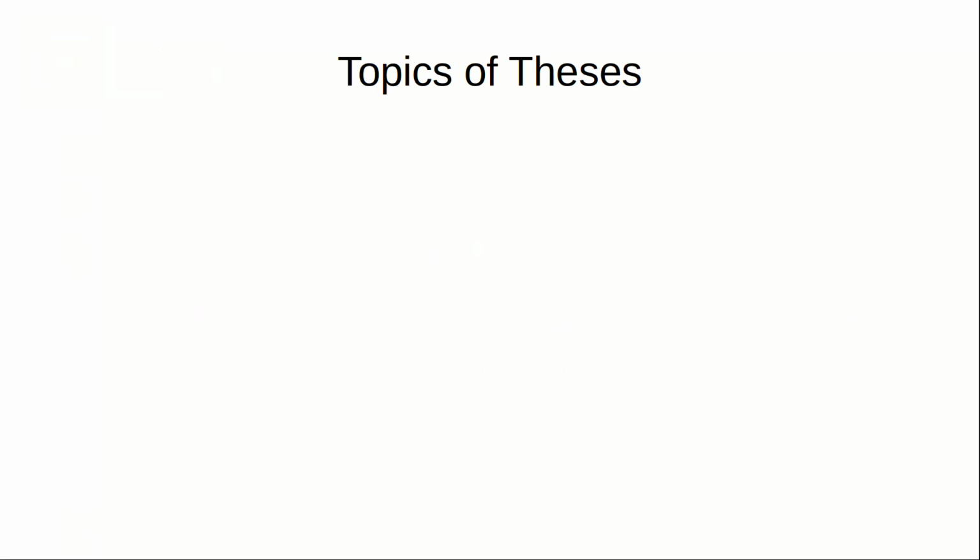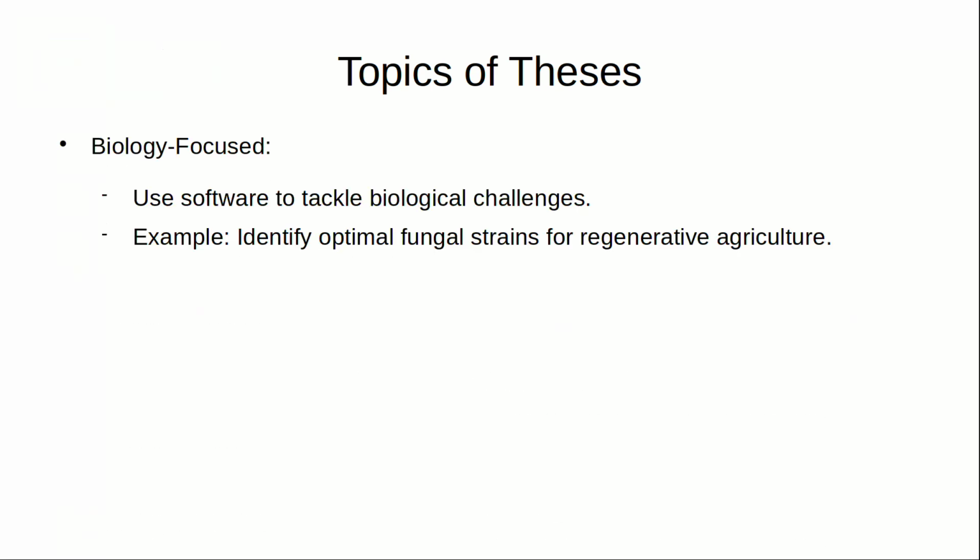Okay, so let's start with substance. I mean, what kind of research are we even talking about here? Well, the possibilities are pretty huge. You could be working on something super biology focused, using computational tools to solve real-world biological problems. Give me an example. Sure. How about identifying the best types of fungi to use in regenerative agriculture? That kind of thing. Interesting. So using computation to help solve an agricultural problem?